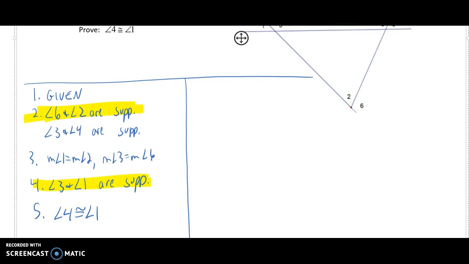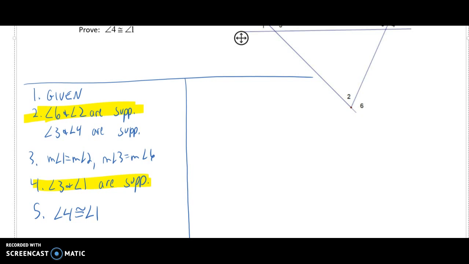Number 5. Lots of given information. We're trying to get angle 4 congruent to angle 1, and there's no real connection to them right away. But looking at this given, I'm trying to find some statements or equations that deal with these angles as well as those angles. And I notice that 6 and 2 are supplements to each other, as well as 3 and 4. That would be because of the linear pair postulate.